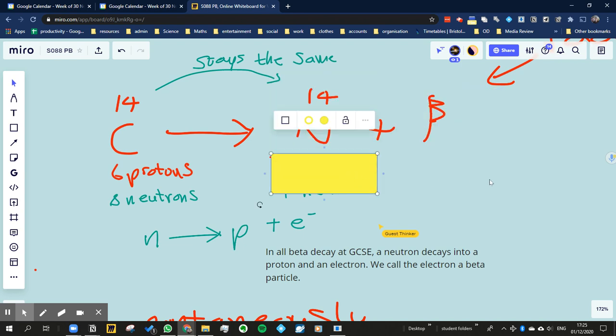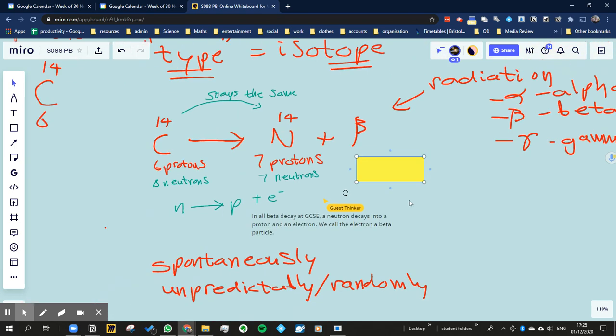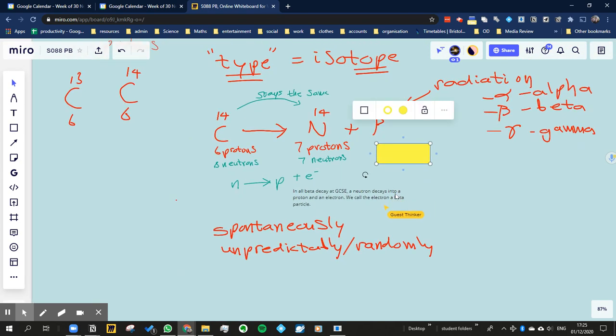I'll keep this rectangle for the next type of nuclear decay. In fact, I'll cut that video at that point. That's a nuclear equation for beta decay, and we'll look at alpha decay next.